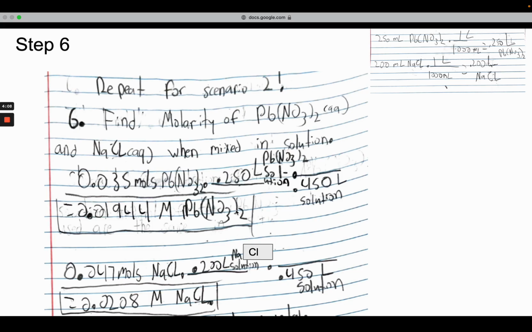Basically, repeat the same for scenario 2. It's the same thing. We convert molarity to moles by multiplying molarity times liters. And then you divide it by the total volume, which is the sum of the two initial provided volumes. And you get 0.01944 molar. And do the same thing for NaCl, 0.047 times 0.2 liters of the NaCl solution. Of course, remember to convert your milliliters to liters, because molar is moles per liter. And then you divide it by 0.450 liter solution, and you get 0.0208 molar NaCl.